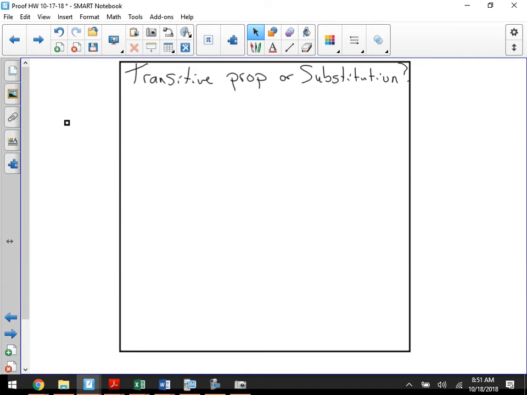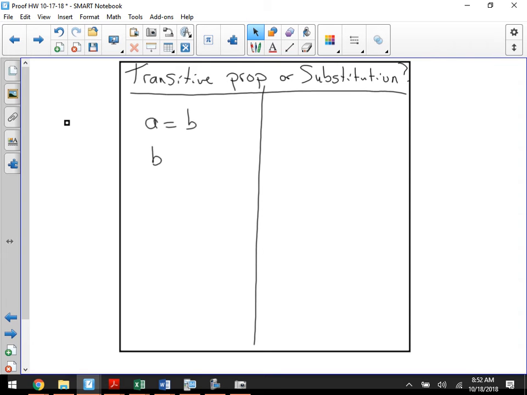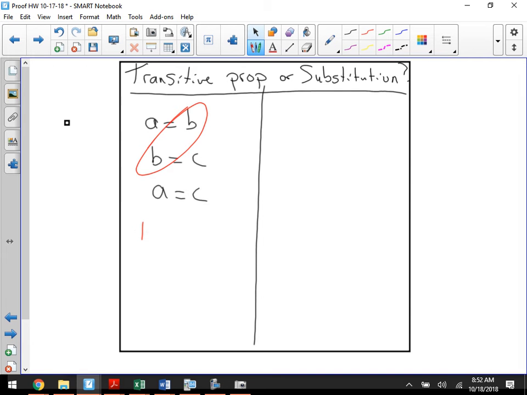So what I've done in the past for students for progression on this, I usually have them make a little note, like, is it transitive property or is it substitution? How do you tell which is which? Is it transitive property or a substitution? Well, let's see. Transitive property is this. A equals B, B equals C, A equals C. This means it's transitive.